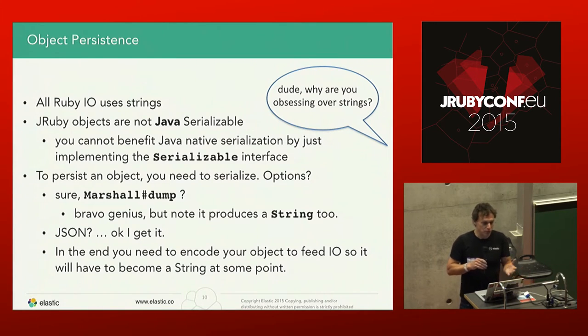So basically, to persist an object, you need to serialize it somehow to a string, because you want to write it, right? You could use Marshal dump, but that's the same thing. It's going to serialize to a string also. JSON, and so on. So you're stuck with strings.